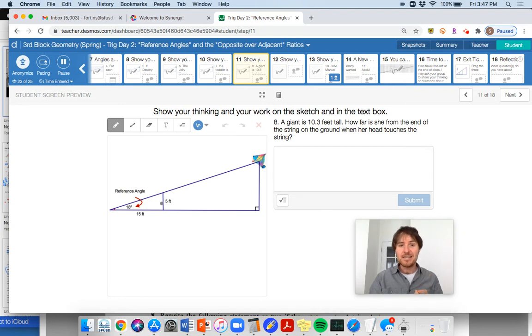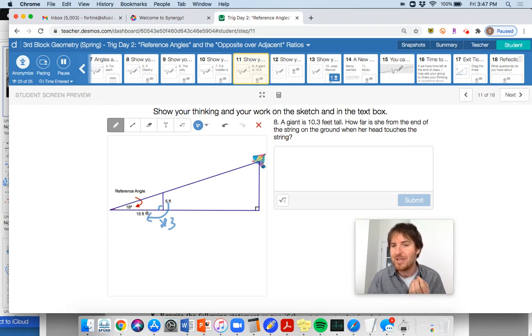Whatever this height is, multiplying by 3 would bring you to the adjacent side of this right triangle. This opposite side is 1/3 the size of the adjacent side. So if we just multiply by 3, we get whatever this is. This question is asking us, a giant is 10.3 feet tall. How far is she from the end of the string when her head touches the string? Well, if they're 5 feet tall, they're 15 feet away. If they're 10.3, it's going to be more than twice that. It's going to be more than 30.